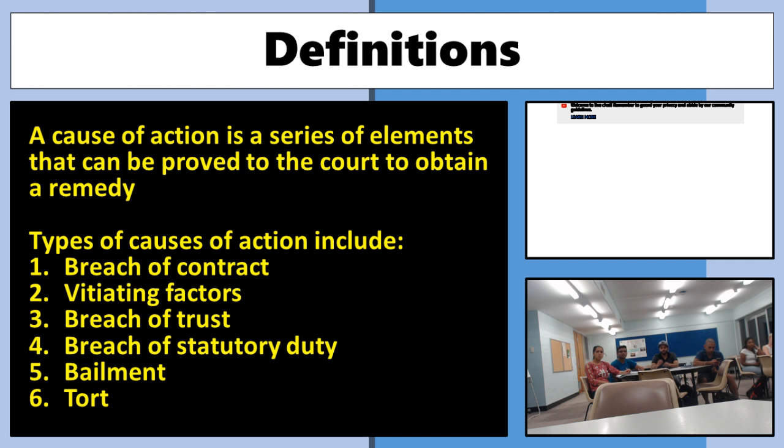Here, when we're talking about torts, each of them also has this series of elements that need to be proved.